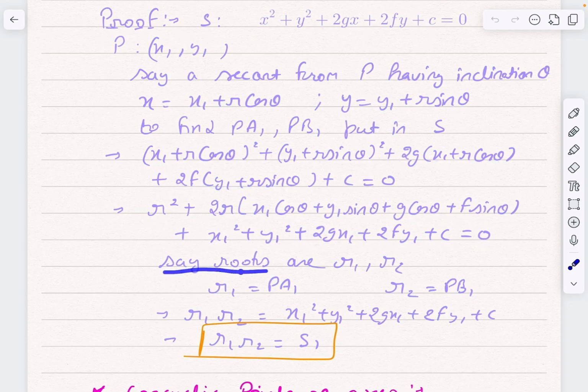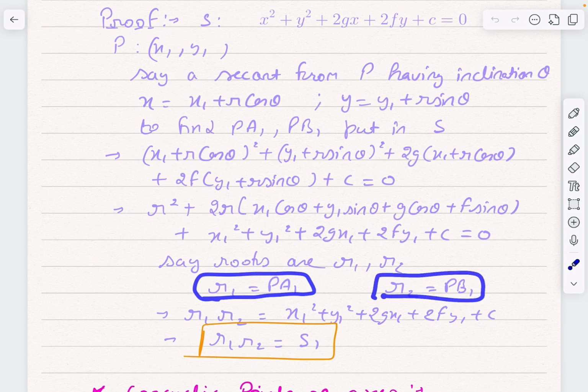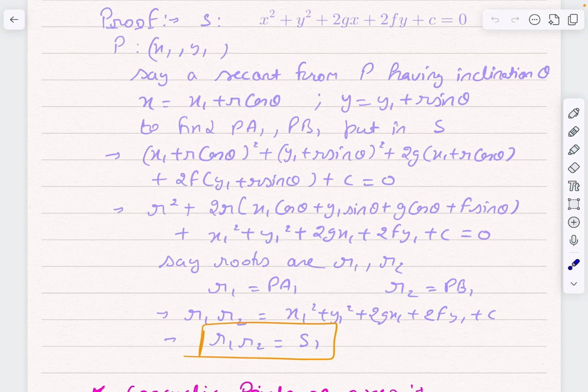Now the roots will be R1, R2. What will be R1, R2? They will be the distances of P from the points of intersection. So let us say R1 is PA1, R2 is PB1. So the product of roots, R1 into R2, will just be C by A. In this case, C is this thing and A is 1. So the product of roots is x1 square plus y1 square plus 2gx1 plus 2fy1 plus c, which is nothing but S1.